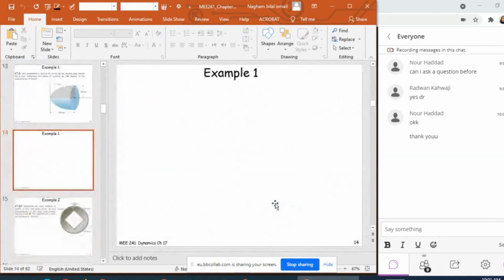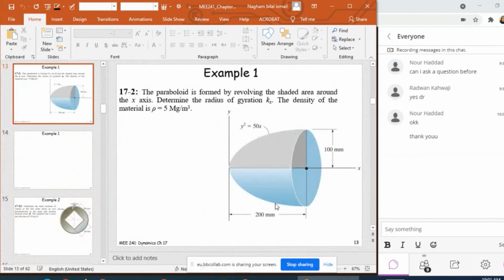So if I start with the first example here, I have a paraboloid that is formed by revolving the shaded area around the x-axis. So guys, if you draw this shaded area on SolidWorks and you do a revolve around the x-axis prime, we're going to have this shape. I need to determine the radius of gyration kx.